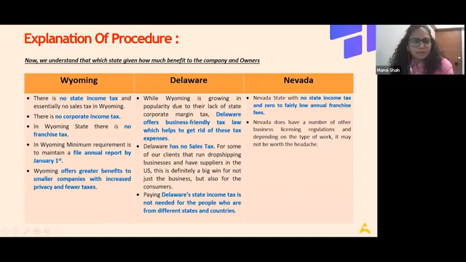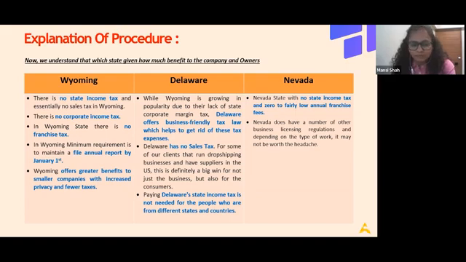Okay, so the states we were discussing, the basic question we get all the time, is that we want to do business in the US and which state should we choose. Out of all these states, we determined that Wyoming, Delaware, and Nevada are very business friendly states. There is no specific state income tax, no corporate tax in Wyoming, Delaware, or Nevada.